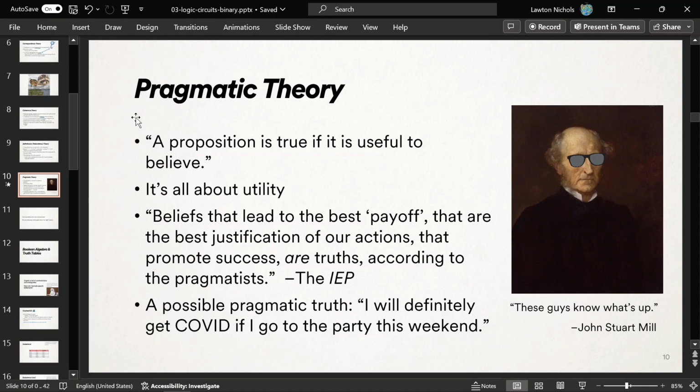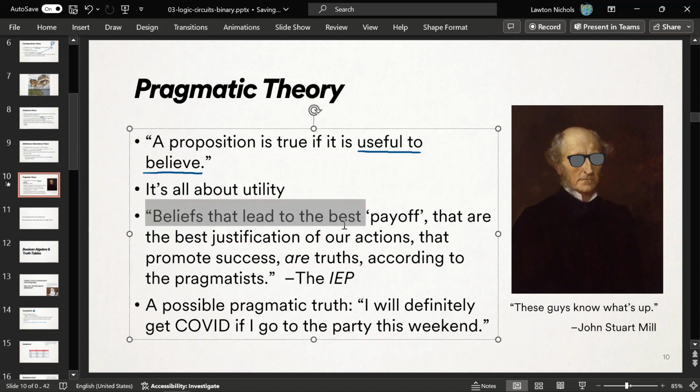I think utilitarians would love it, because the pragmatic theorists believe that things are true if they are useful to believe. It's kind of nice. It's all about the utility. I'm going to believe this thing because it's useful for me to believe it right now, even if it might not actually be true to some other person's definition of truth. It's kind of silly, but interesting at the same time.